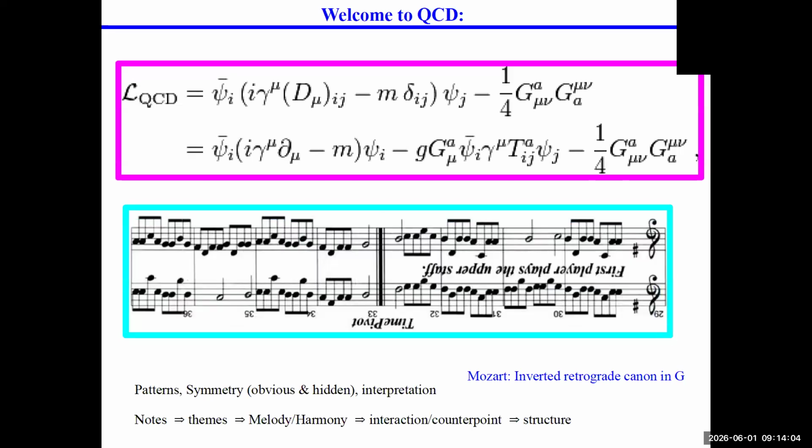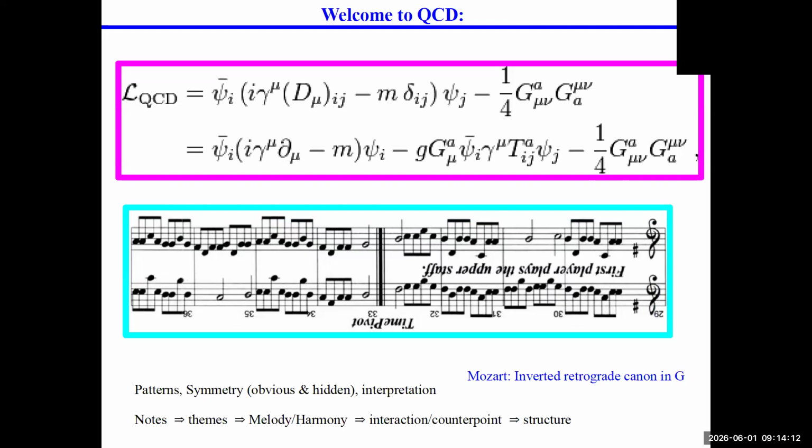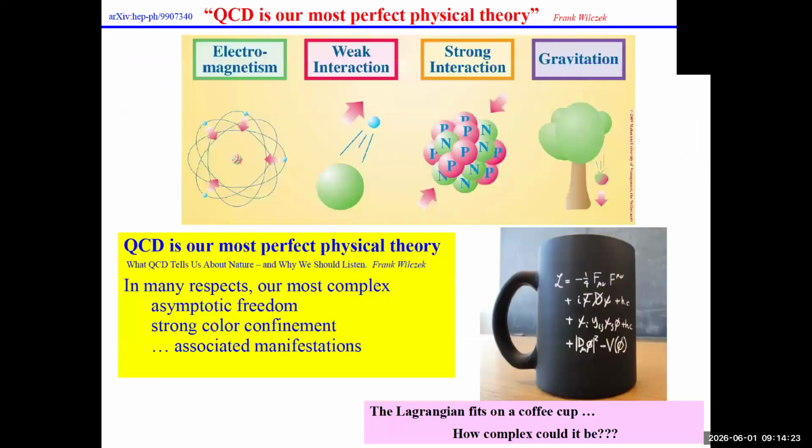In particular, this one has a very neat feature that is rotationally invariant. So I just rotated it by 180 degrees. And if you look closely, you'll see that it's actually invariant. So Mozart in particular liked to play games with that. And we're going to do something similar, looking for the symmetries and patterns inside QCD.